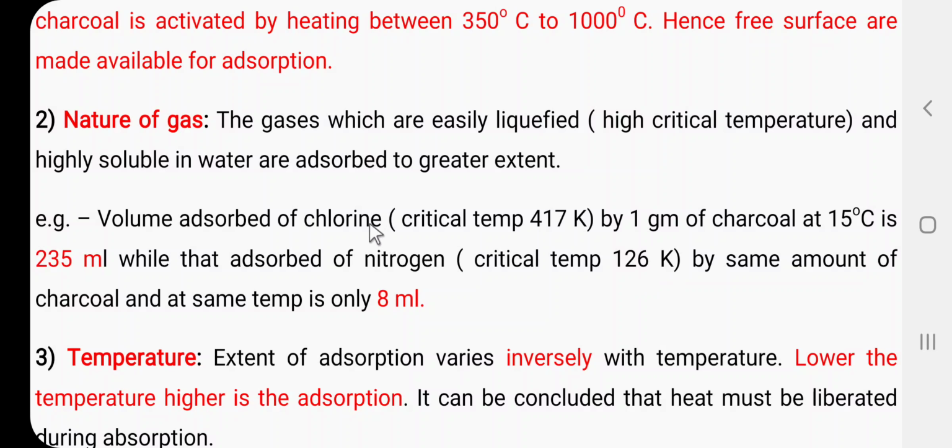So here, when we compare the critical temperature of chlorine and nitrogen, the critical temperature of chlorine is 417 Kelvin while that of nitrogen is 126 Kelvin. Here, 230 ml of chlorine is adsorbed by 1 gram of charcoal, while in the case of nitrogen only 8 ml is adsorbed by the same amount of charcoal, that is 1 gram. So, the second factor which affects adsorption is the nature of the gas.